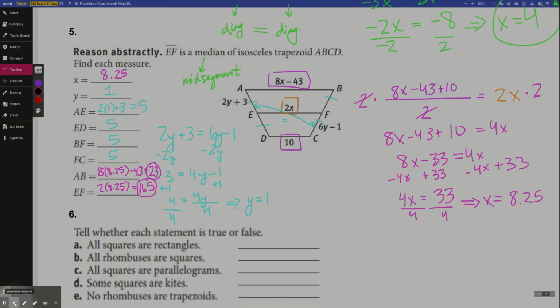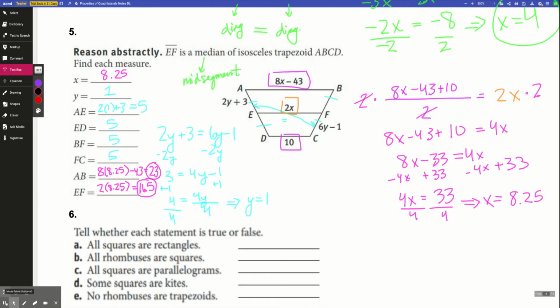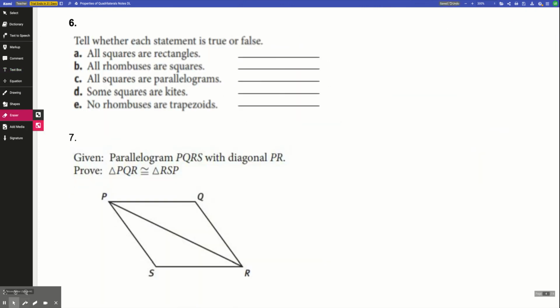All right, give me a sec to clear my screen off because we've got 2 more questions here. One is just a true false, and then one more that's a proof with parallelograms, but not as crazy as you may be thinking, I promise. So I'll see you in just a second. All right, folks, so here we are on our last 2 questions.